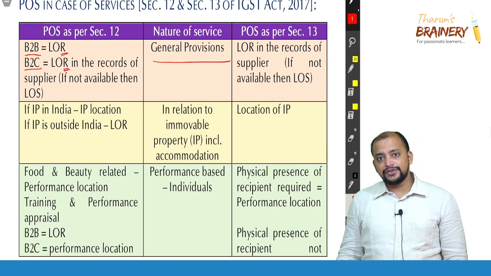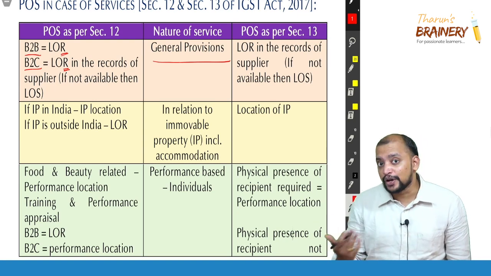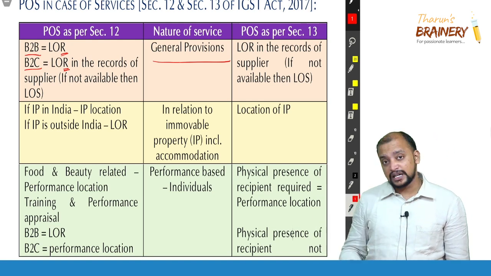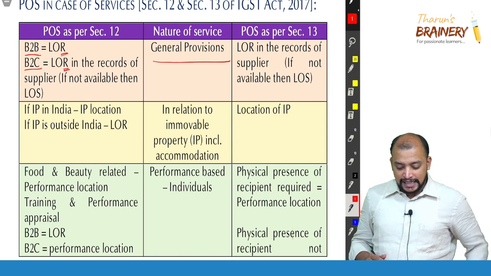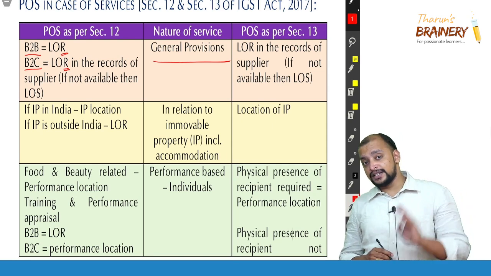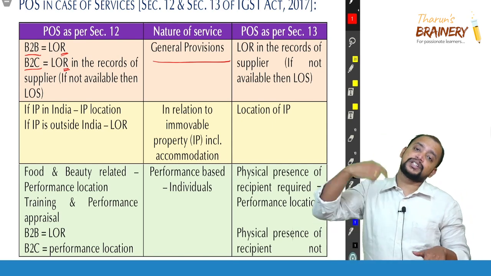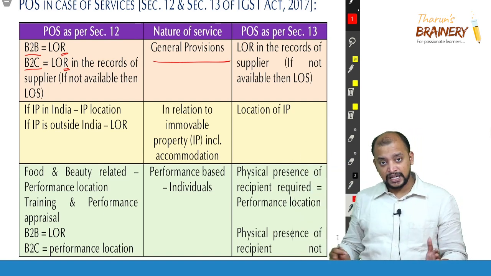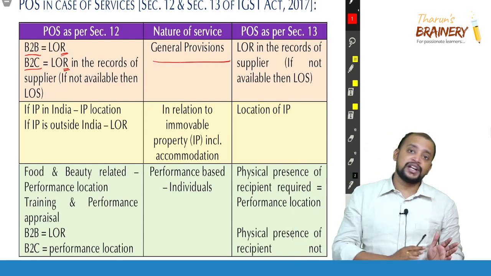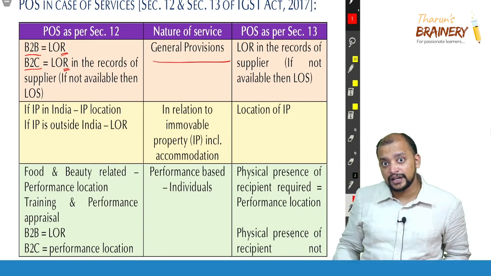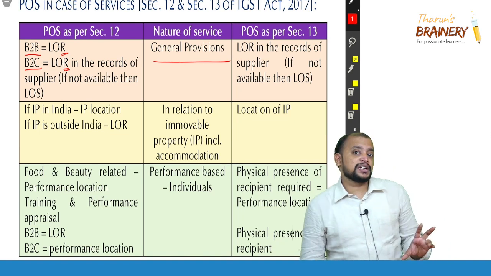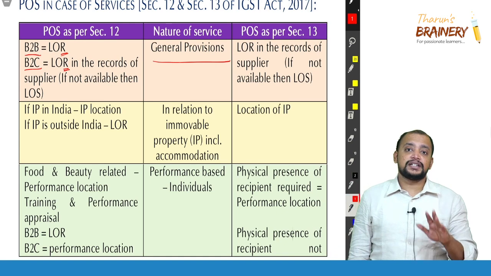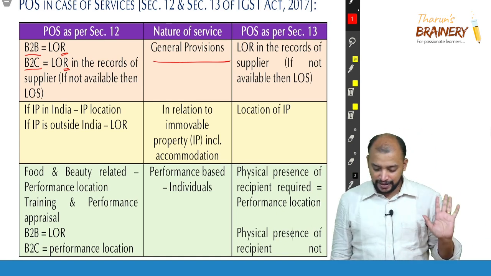So how can you say that only the recipient should be outside India? Even if the supplier is outside India, section 13 will come. Remember, section 13 is applicable when either the supplier or the recipient is in India and the other is outside India. Supplier in India, recipient outside India: section 13. Supplier outside India, recipient in India: also section 13. If the place of supply is determined under section 13, it will never become intrastate supply. That much you remember.